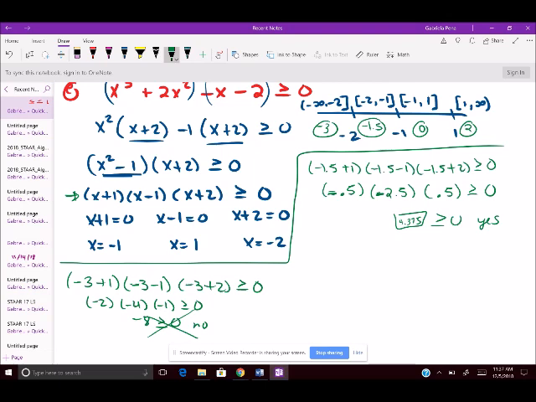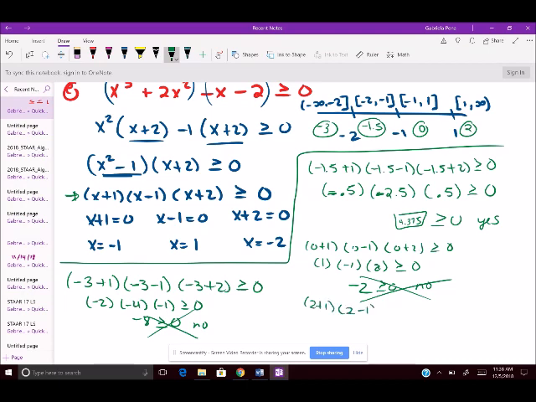All right, so now 0: 0 plus 1, 0 minus 1, and 0 plus 2. So this is a 1 times negative 1 times a positive 2. This is going to be a negative 2. Is a negative 2 greater than or equal to 0? Nope, it's not. And then the last one there, 2 plus 1, 2 minus 1, and 2 plus 2.